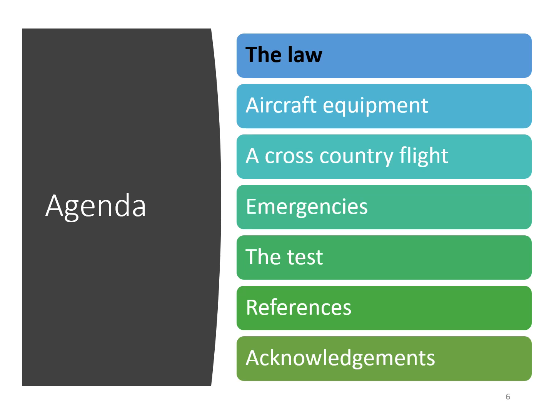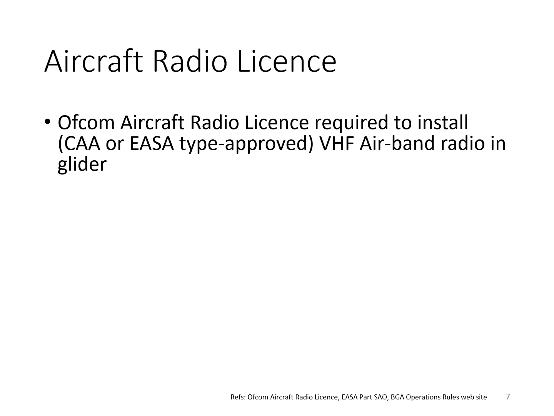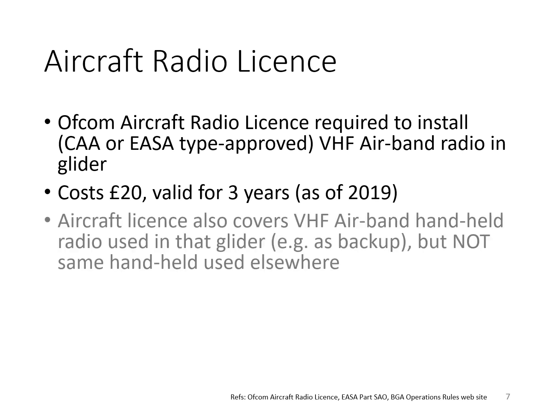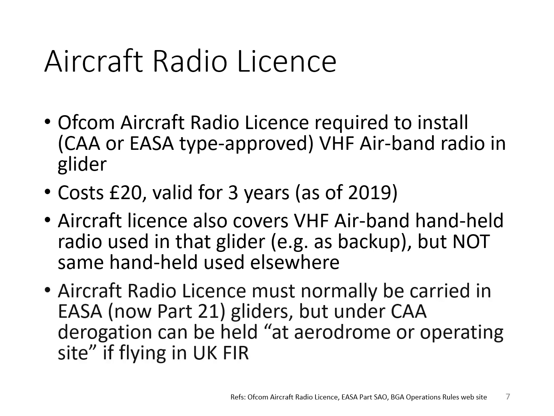First then, let's talk about the law. An aircraft radio licence is required to install a radio in a glider. The radio needs to be approved. The licence is not expensive, and it also covers the use of a handheld radio used as a backup when it's in the glider. The licence should be carried in EASA gliders, but in the UK it can be held at the airfield.